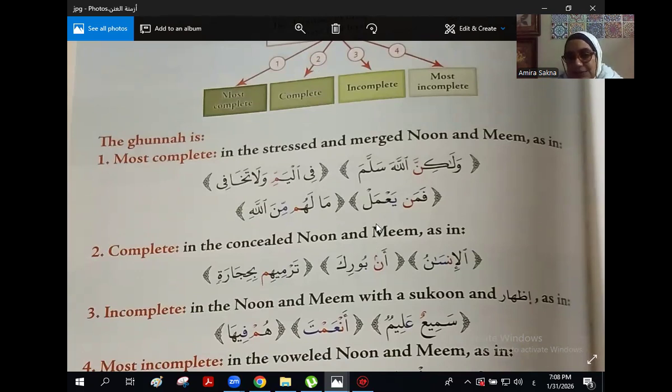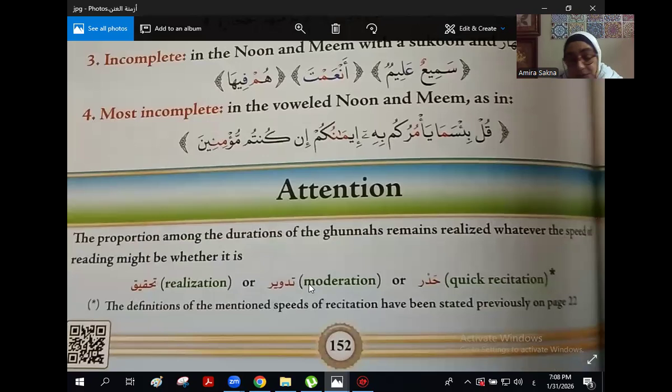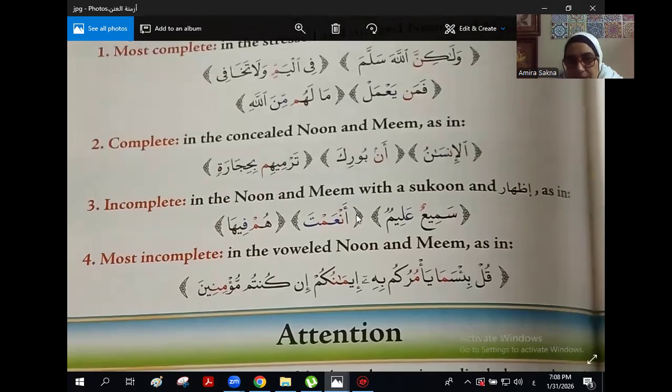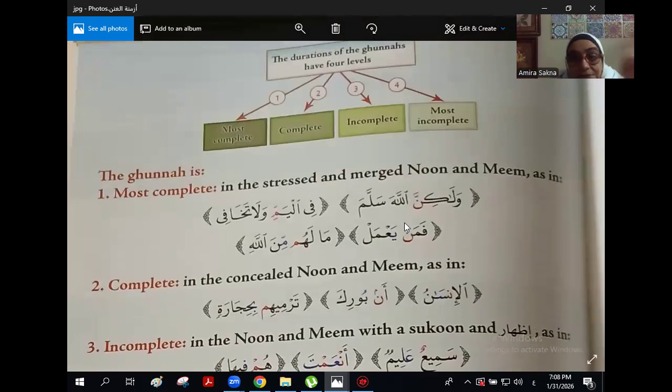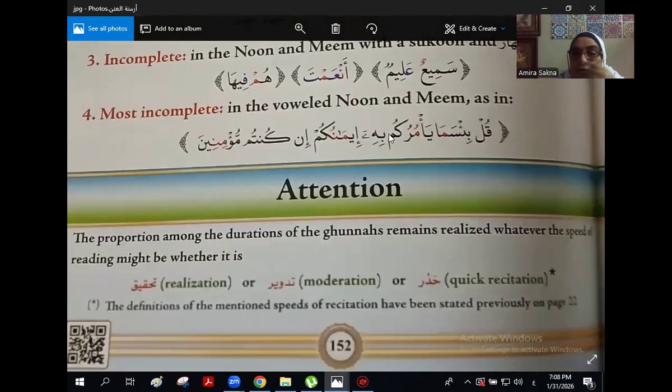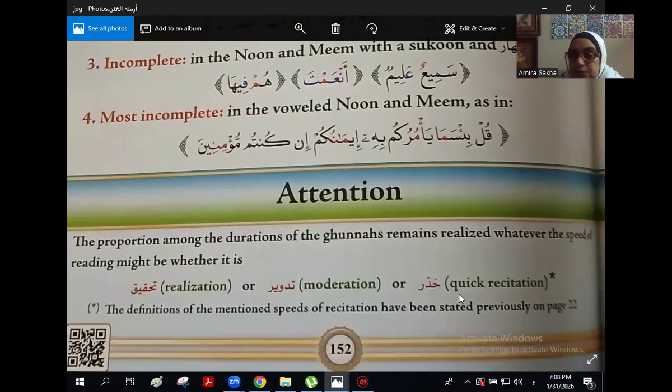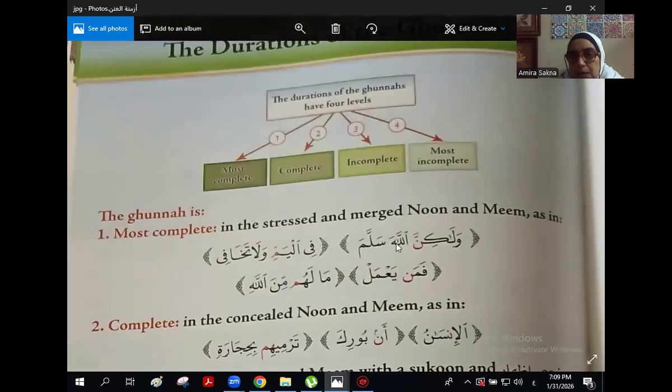moderation, which is the second speed. Sorry, تدوير, moderation. The time will be less in different speeds of recitation. ولكن الله سلم. Third speed of recitation, quick recitation or الحدر, it will be less. ولكن الله سلم. So, of course, it will be different from one speed of recitation to another. But in the same speed, it is the same.